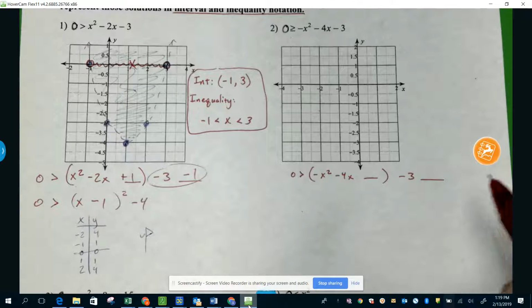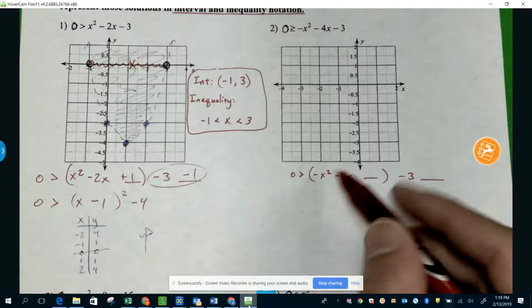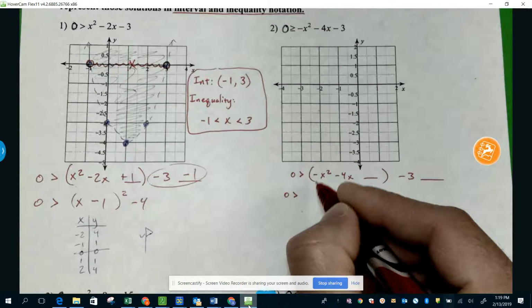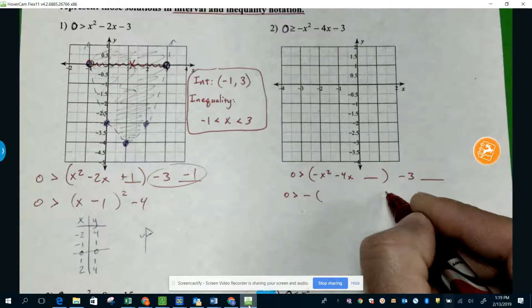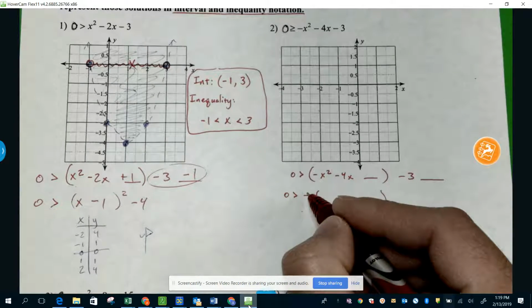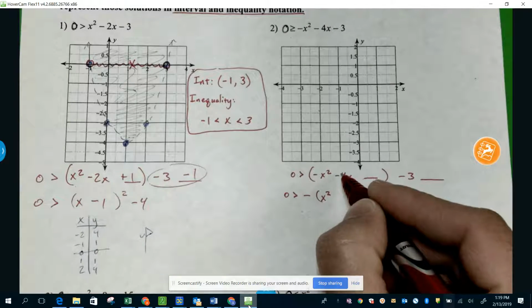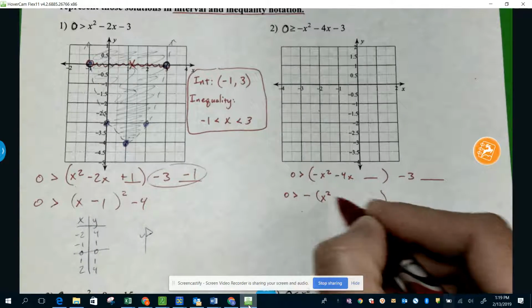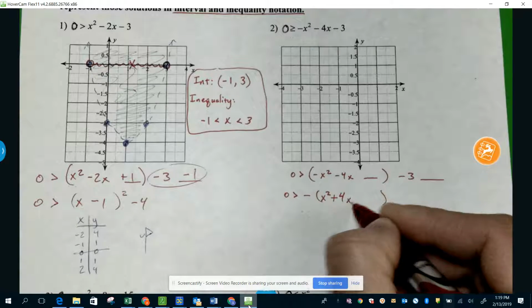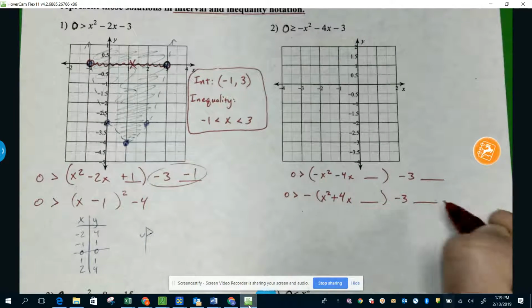I'm not ready to fill in the blank yet because I need a 1 in front of my x squared. So what I'm going to have to do is take a negative out. Now when I take a negative out, negative divided by negative is positive x squared. Negative 4 divided by negative leaves me with a positive 4x. And then I have my blanks there.